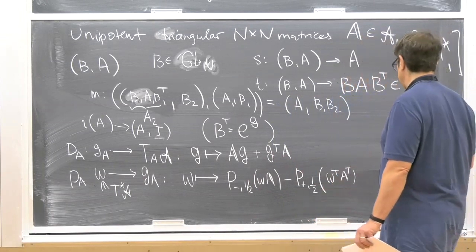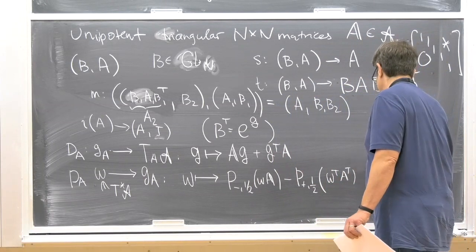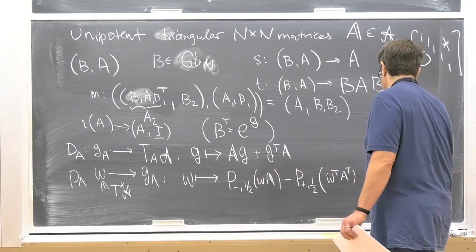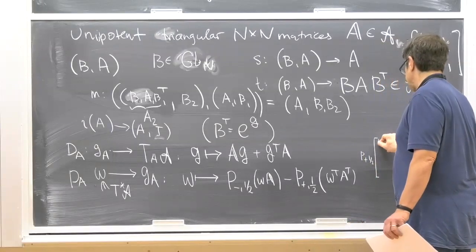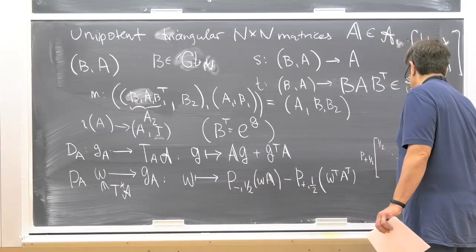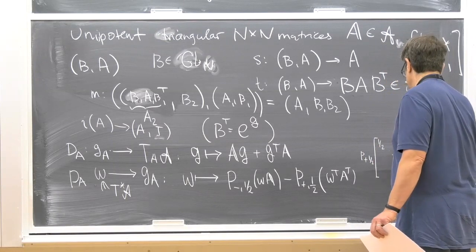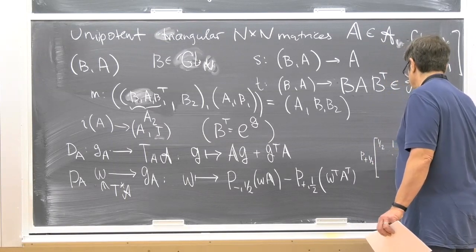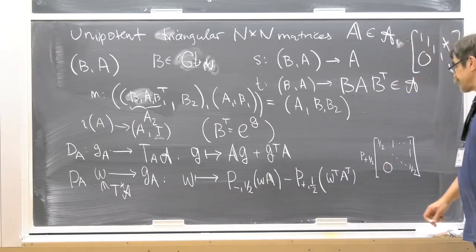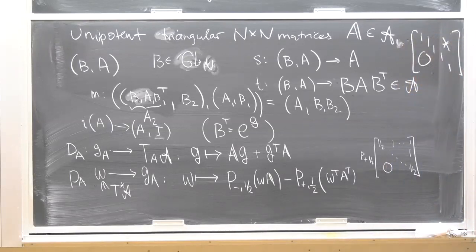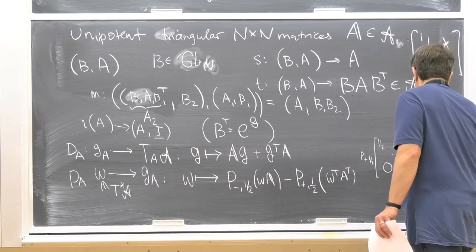Where these P plus and minus, actually they are projections such that, well, I will write it specifically as for P plus 1/2. So it multiplies all elements on the diagonal by 1/2, all elements above the diagonal remain the same, and it just equates to 0 all elements below. So this is a projection.